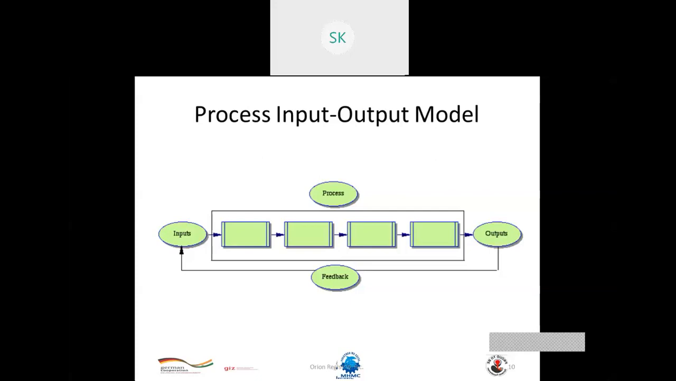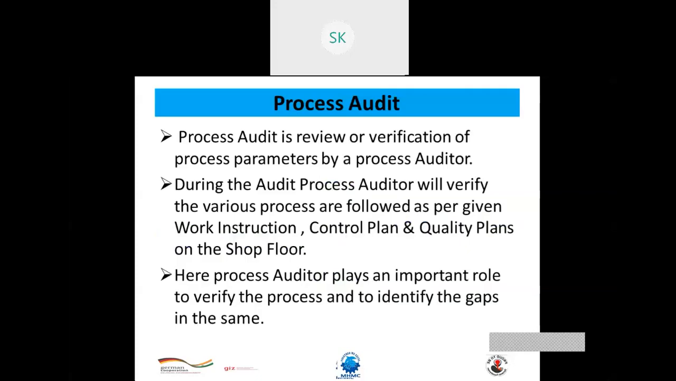So this is, we can say, a circle, and that circle has to be a closed loop. If you find something difficult, some deviation or some issues, you immediately have to give feedback. On the feedback, you have to take action, and after the action, again the same process has to be run and see whether the output is desired or not. So that loop has to be closed. It is very important. So it is called the process input output model. So we have to follow this also.